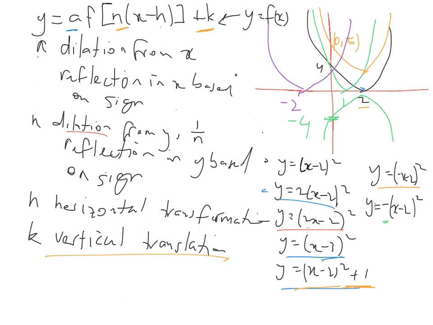So a is your dilation and reflection from x, 1 on n is your dilation from y and your reflection in the y-axis, h is your horizontal translation, and k is your vertical translation.